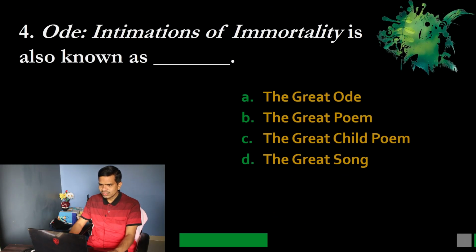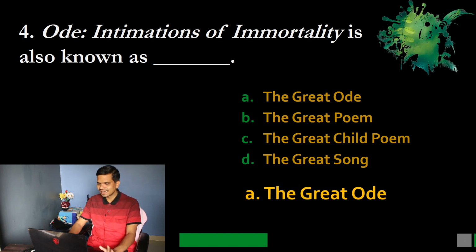Question number 4, Ode Intimations of Immortality is also known as. So this is another famous ode in English literature, and it is also known as. Options are A. The Great Ode, B. The Great Poem, C. The Great Child Poem, and D. The Great Song. Please note down your option, and the correct option is The Great Ode.